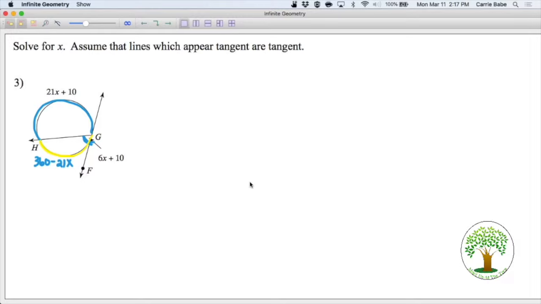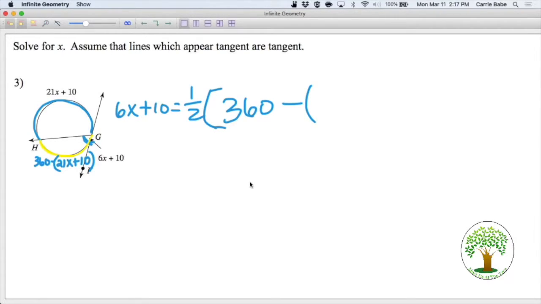How does that help us find that the 6x plus 10 is equal to what? A half of that 360 minus. Be careful with that minus, though. I did not do that very well. I should have done this minus with the parentheses. Be very careful because it's minus the whole thing. For those math people who need brackets and parentheses, I don't mind having parentheses, but some people like brackets.